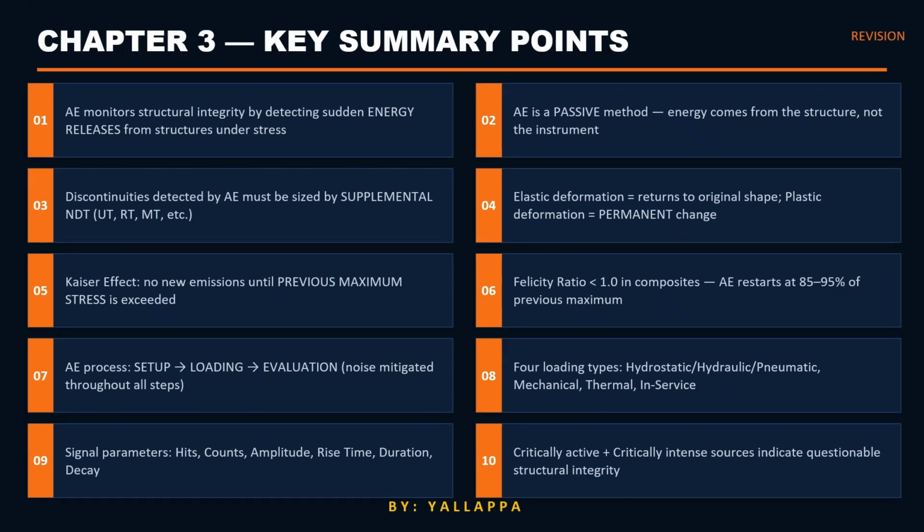All right, let's quickly revise the important concepts from this chapter. AE is a passive NDT method that listens to stress waves generated by active damage mechanisms. The Kaiser effect and Felicity effect are critical concepts for stress history evaluation. The AE inspection process includes loading and evaluation. Signal interpretation depends heavily on waveform parameters like hits, counts, duration, rise time, and amplitude. And finally, AE can locate active defects, but supplemental NDT is required for accurate sizing and characterization.